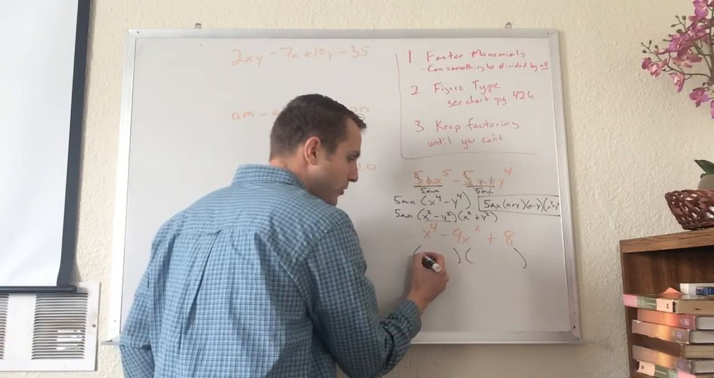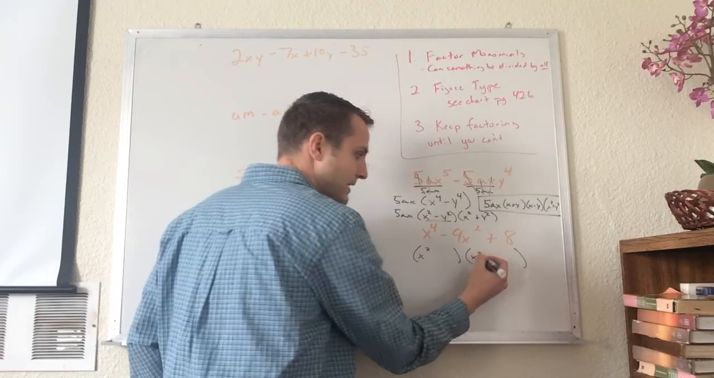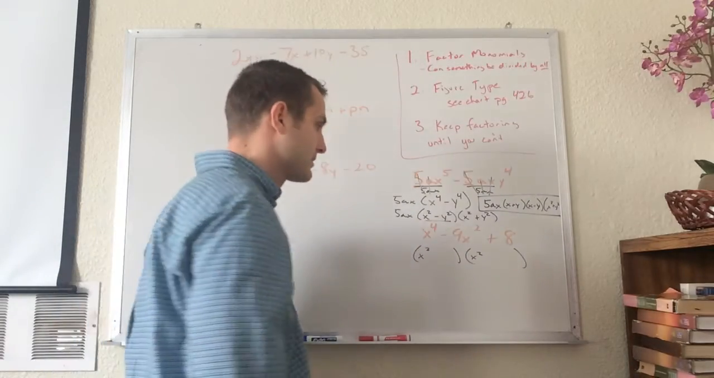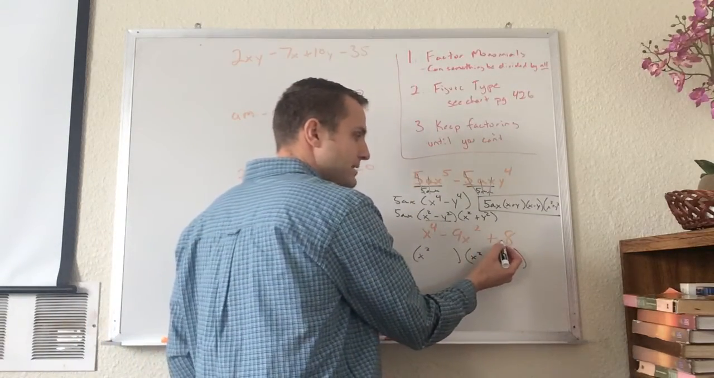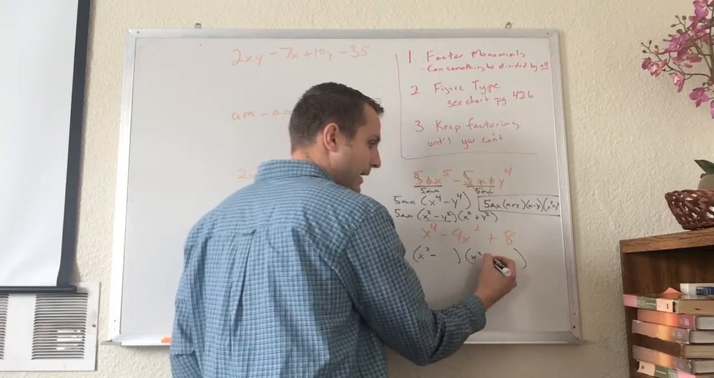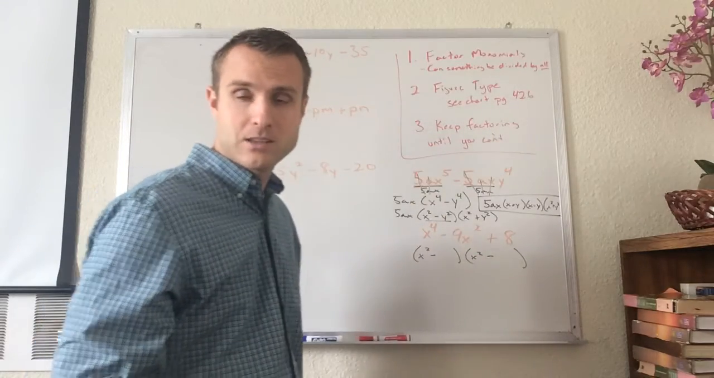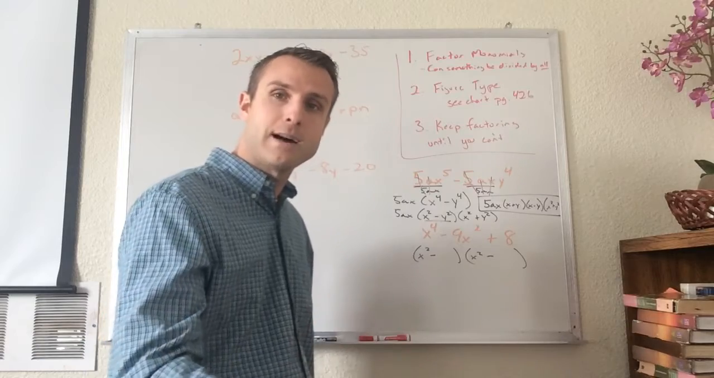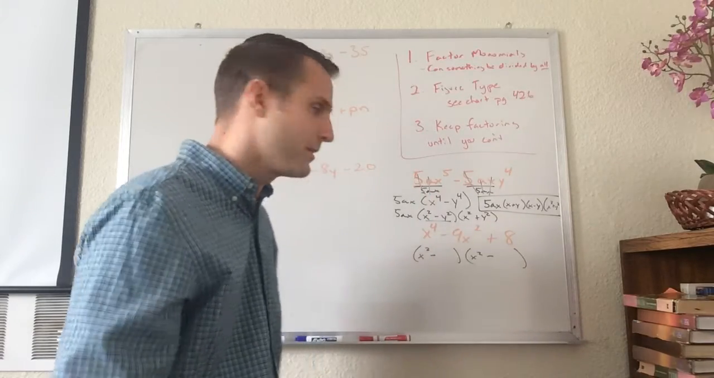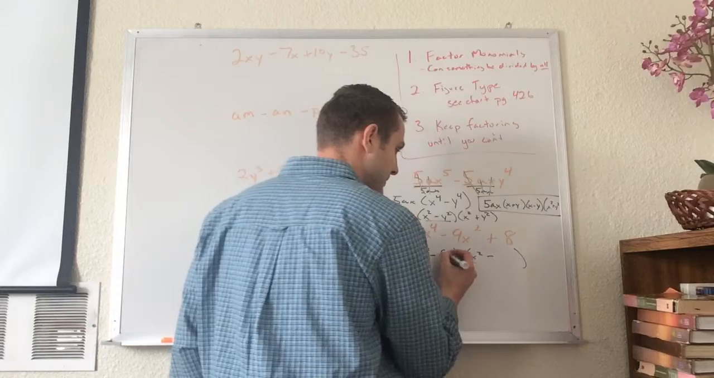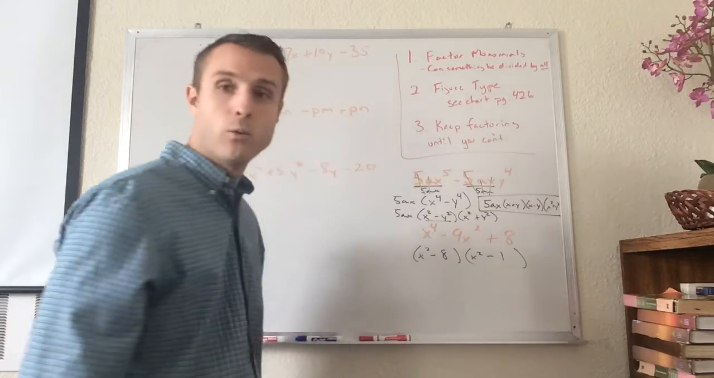Since this is x to the 4th, I need x squared times x squared to equal that. And then I know that if this is positive and this is negative, they both have to be negative. Because in order for two things to be multiplied together to equal positive and added together to be equal negative, they both have to be negative. So I have negative 8 and negative 1.